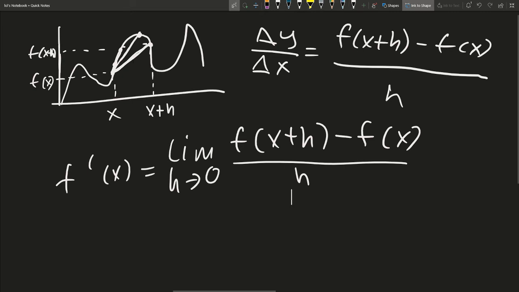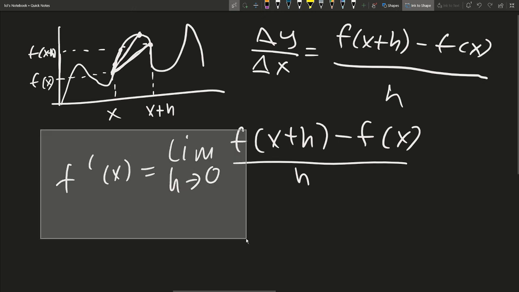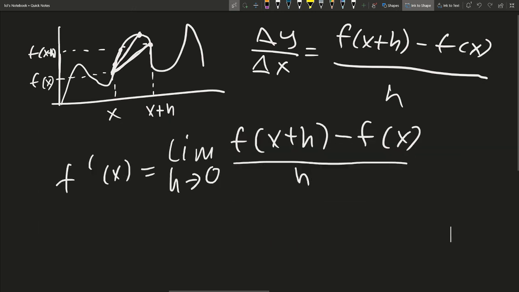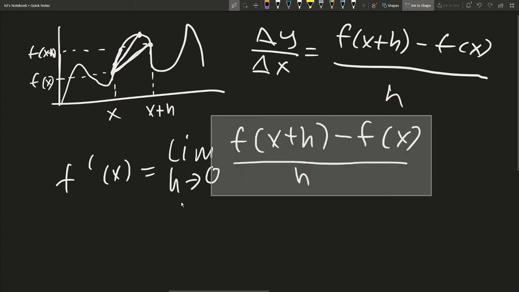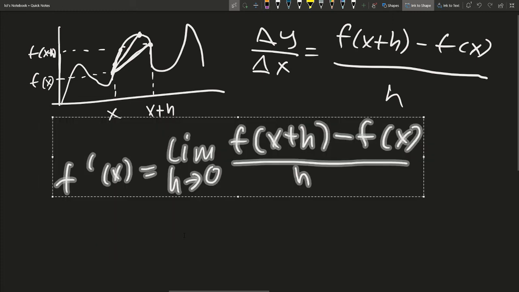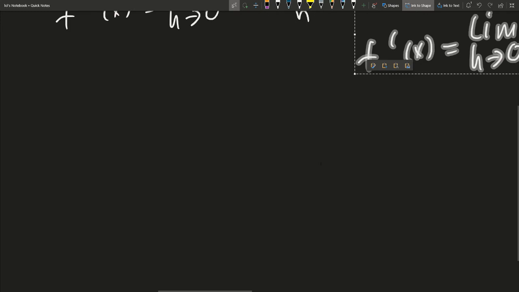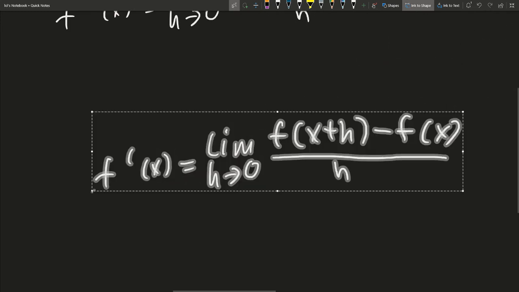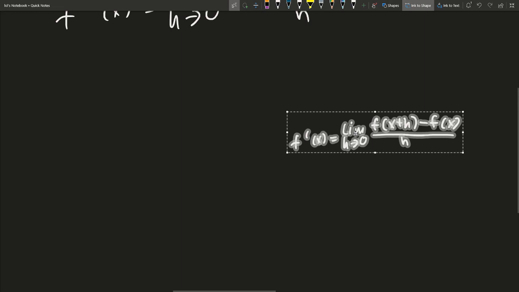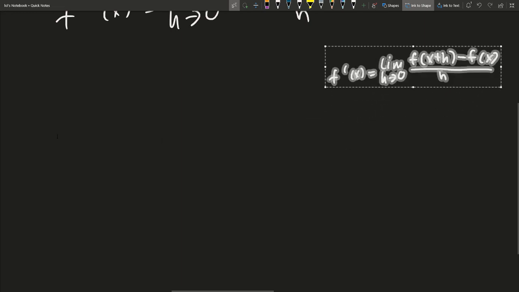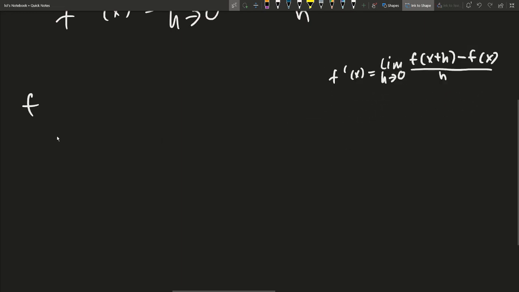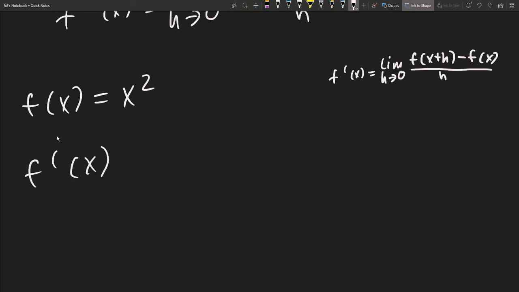Let's actually use this to do an example quickly. So let's just copy this and quickly use it to verify some derivatives that we might be familiar with. Let's think about if our function was just a standard quadratic, x squared. Let's figure out the derivative, the general gradient of a point on the curve x squared.